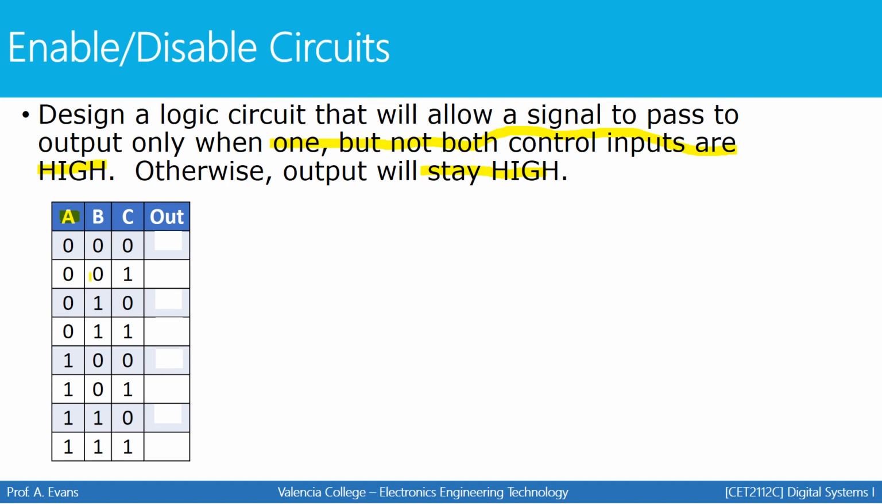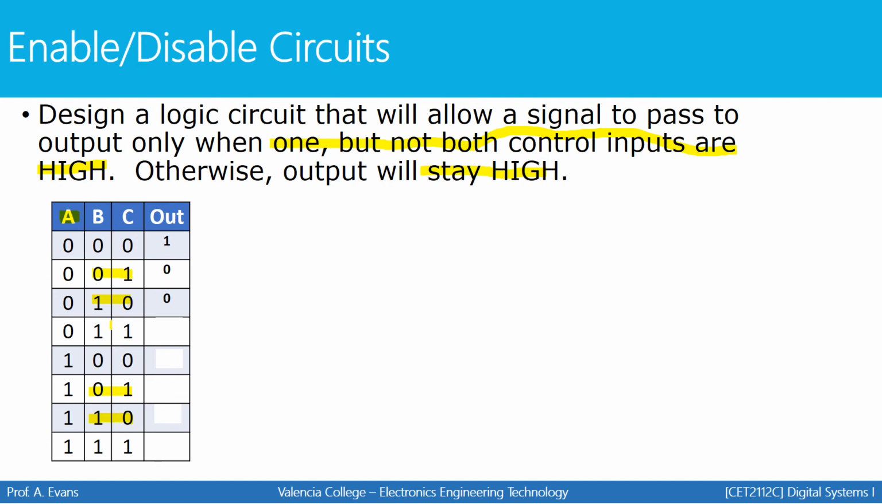So whenever one but not both control inputs are high, that would be here and here and here. Those are the instances where whatever A is, A should pass to the output. And then in any other instance, the output should be high. So for the first row, the output is going to be high based on the problem statement. For the second row, this meets our conditions for the control inputs. One is low, one is high. That meets the conditions. So whatever is in A goes to the output. Same thing here. This meets the conditions, so whatever is in A goes to the output.